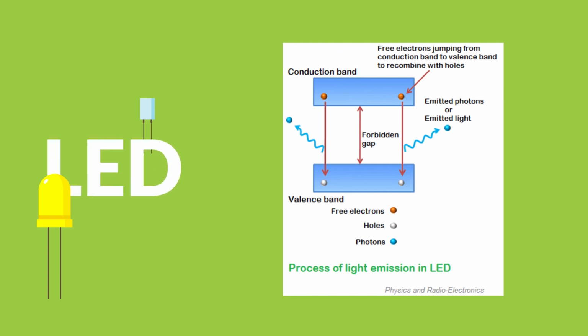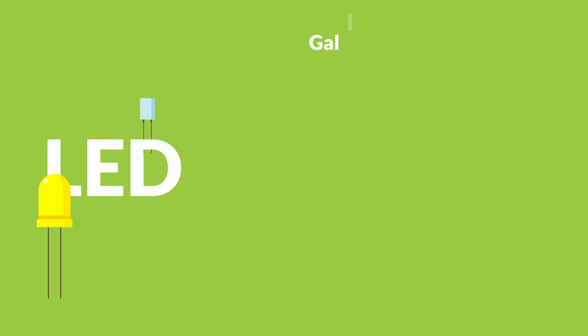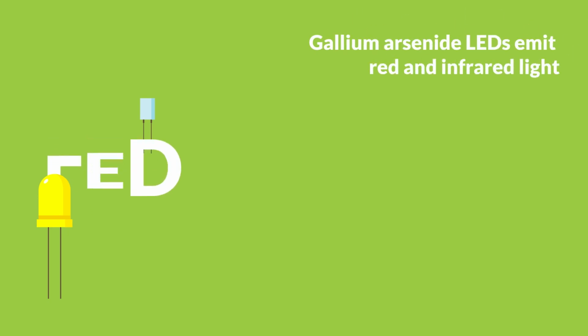The efficiency of emitting this light is increased by an increase in current and a decrease in temperature. The material used for constructing the LED determines its color. In other words, the wavelength or color of the emitted light depends on the forbidden gap or energy gap of the material, such as gallium arsenide LED, which emits red and infrared light.